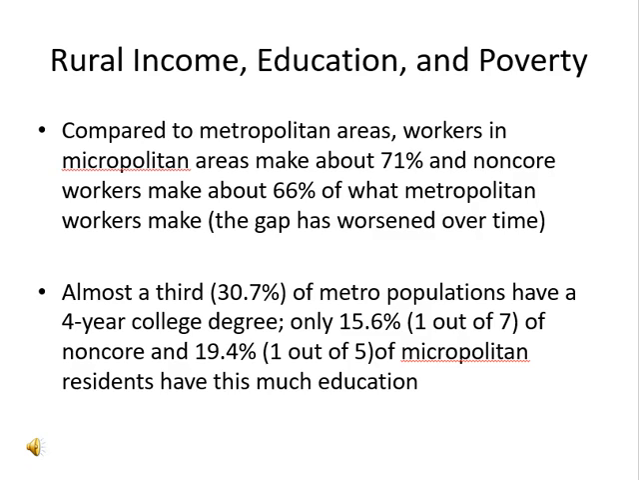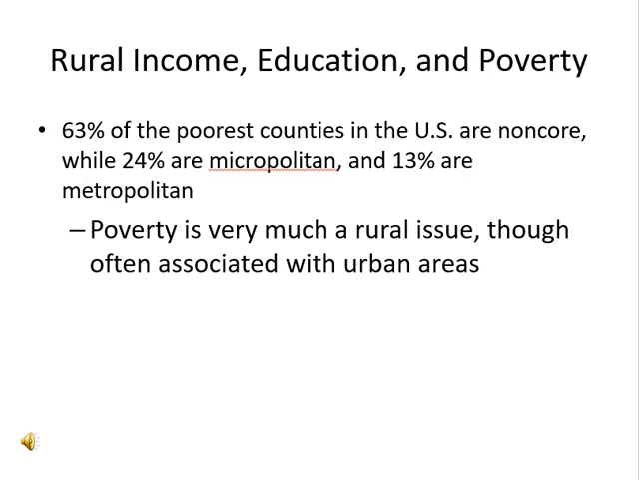Compared to metropolitan areas, workers in micropolitan areas only make about 71%, while non-core workers make about 66% of their metropolitan counterparts. And almost a third of metropolitan populations have a 4-year college degree, while only about half that, 1 in 7 of non-core and about 1 in 5 of micropolitan residents, have that much education. Furthermore, about 2/3 of the poorest counties in the U.S. are non-core rural, non-metropolitan places, a quarter are micropolitan, and only 13% are metropolitan. So poverty is very much a rural issue.